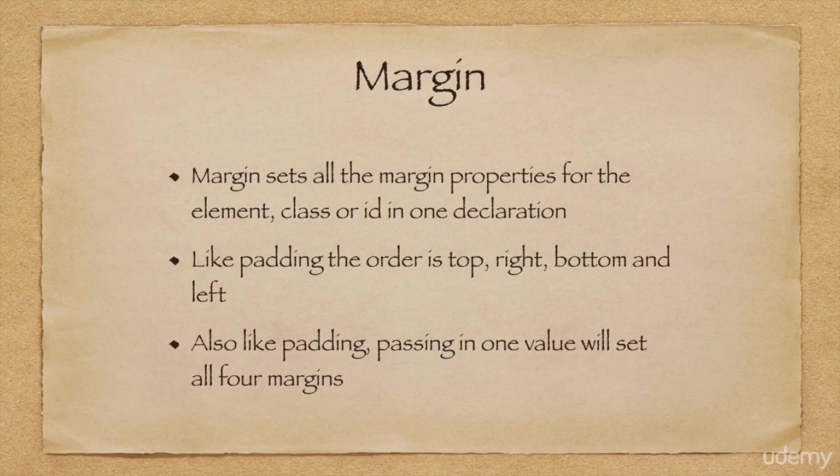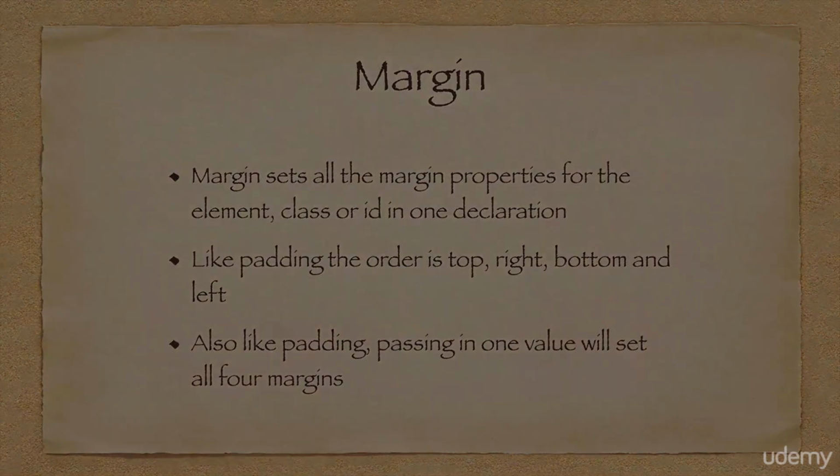Margins set all the margin properties for the element, class, or ID in one declaration. So like padding, the order is top, right, bottom, and left. And also like padding, you can either pass in a number of values or one value which would set all 4 margins. Again, go and check this out at W3 Schools. There is a great set of information on the combination of values and what parts of the element, the class or ID they set.